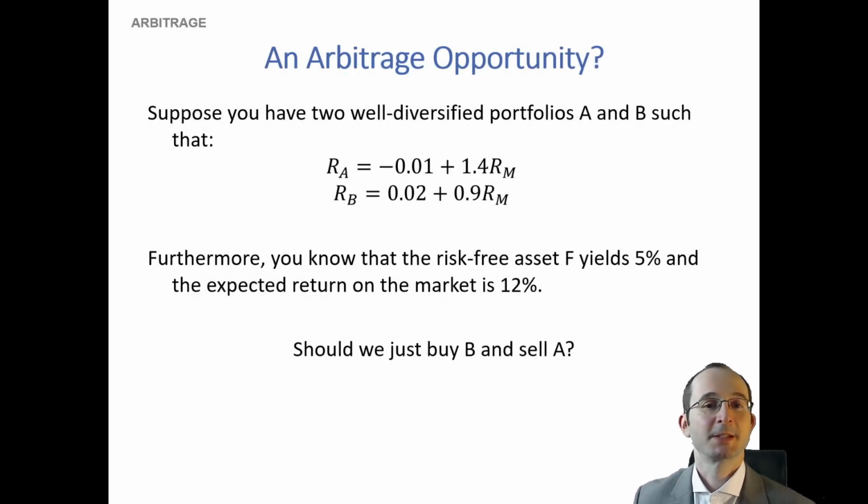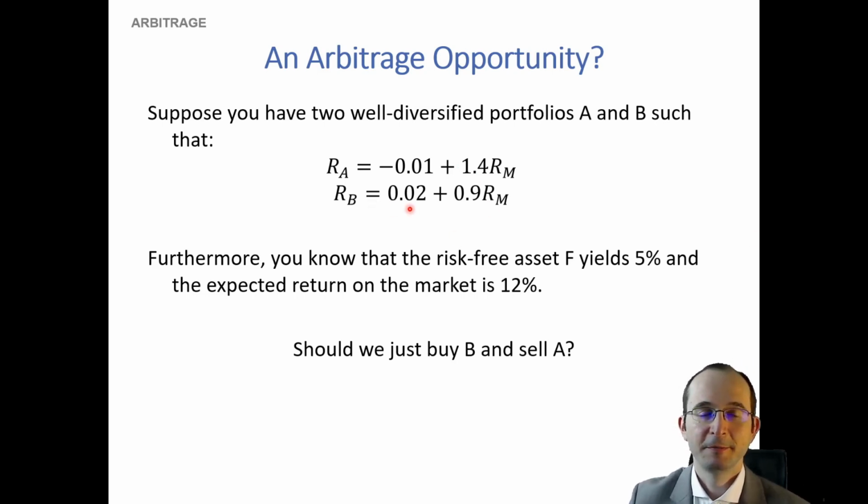Now what about this setup? Let's say we have, again, two well-diversified portfolios. They have certain exposures to the macro risk factor. Let's say it's the market portfolio. Asset A has a beta of 1.4. Asset B has a beta of 0.9.